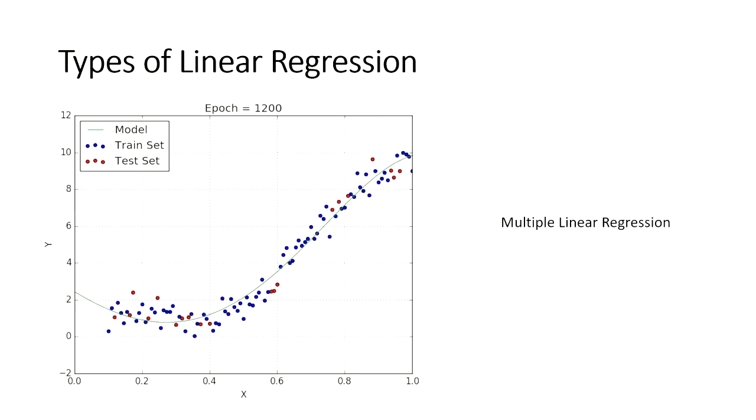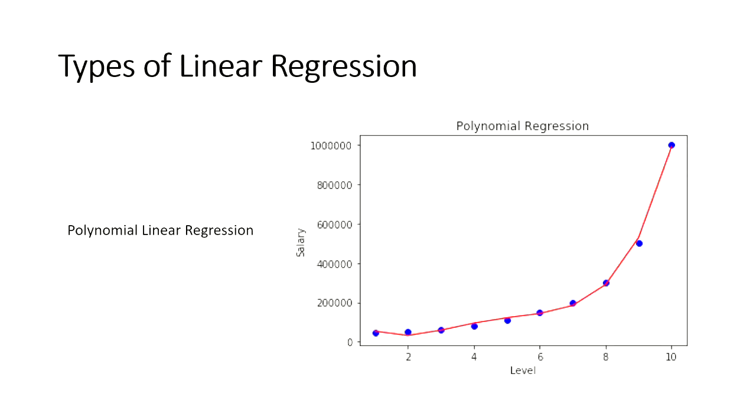This is multiple linear regression, so it's not a straight line, and we define epoch, in which we can model or we can place where we want our line to be. Again, this is not a straight line, it's a bit more of a curve, and it gives a bit more precise result because it's not a straight line.